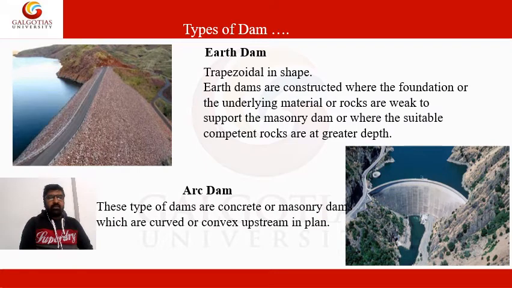The other one is arc dam. This type of dams are concrete or masonry dams which are curved or convex upstream in plan. This shape helps to transmit the major part of the water load to the abutments. Previously, arc dams were built across narrow, deep river gorges, but in recent years, they have been considered even for little wider valleys.